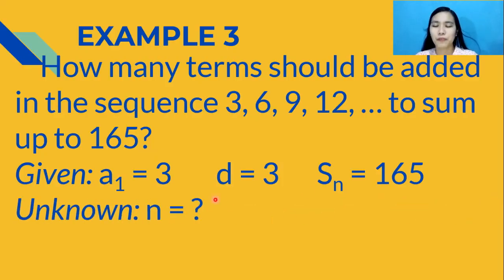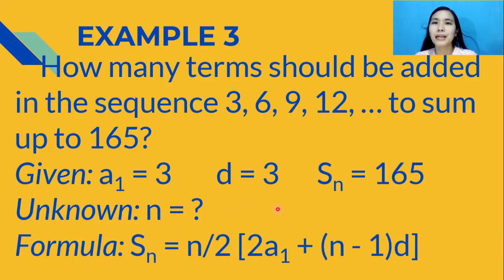So what do we need to find? We need to find n, or the number of terms. How many terms should be added? So we're referring to the number of terms. The formula in finding this is still the formula given a while ago. We'll have S of n equals n over 2 times the quantity of 2a sub 1 plus the quantity of n minus 1 times d.